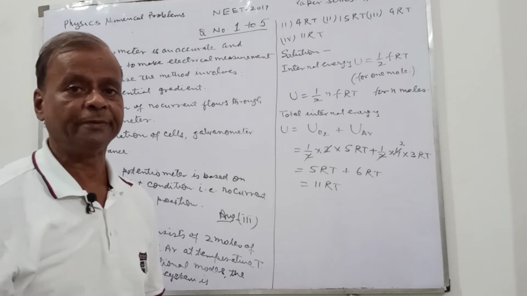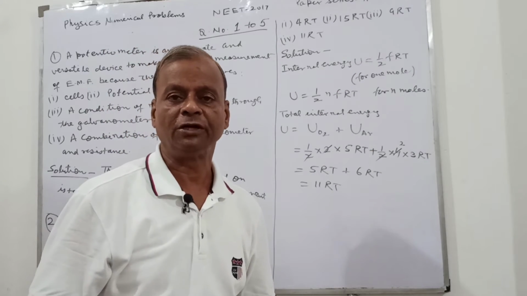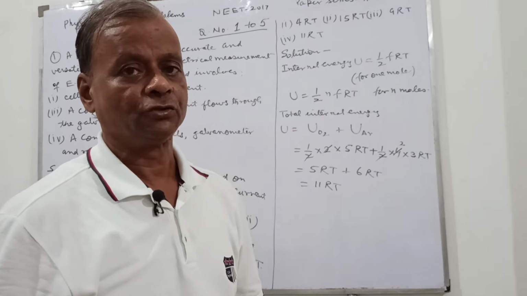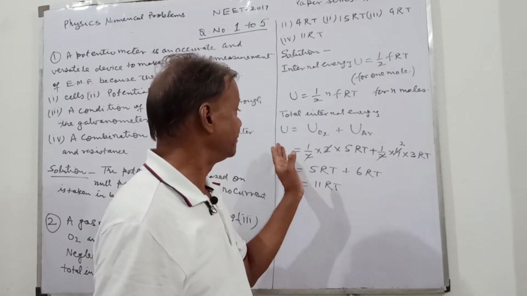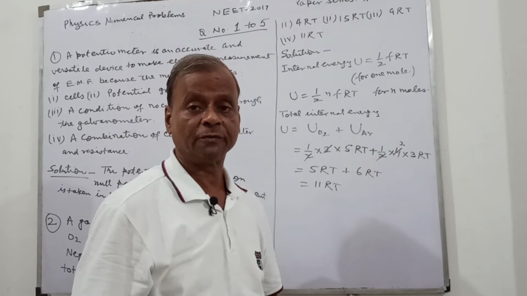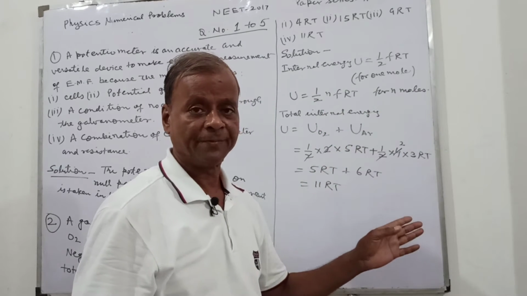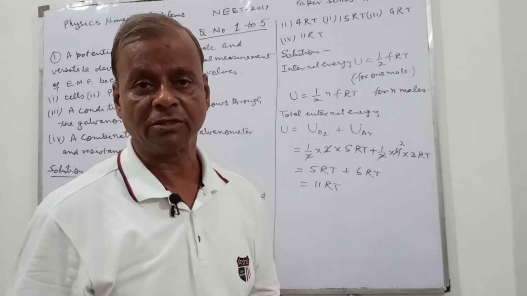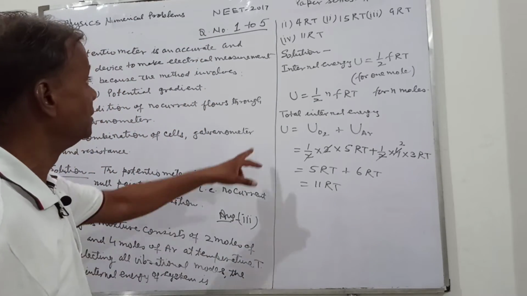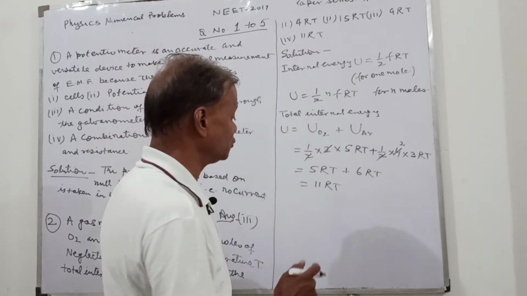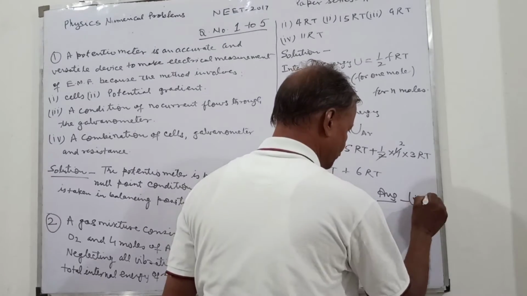Here you have to remember that this formula that we study in the theoretical part is only for one mole of the gas. If you want n moles, just multiply by n and then find the internal energy of the system. You must know the degrees of freedom of the gases, whether it is monatomic, diatomic or polyatomic. So the right answer is 11 RT, the fourth one.